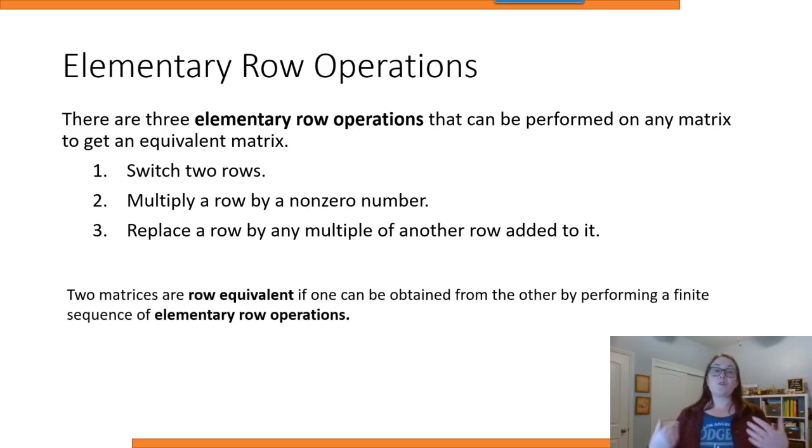Two matrices are row equivalent if one can be obtained from the other by performing a finite sequence of elementary row operations. So I can do a whole bunch of these to a matrix and make it look very different. It would still be equivalent to the original matrix as long as I'm sticking to these elementary row operations.